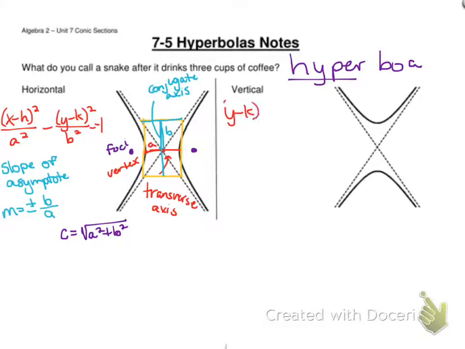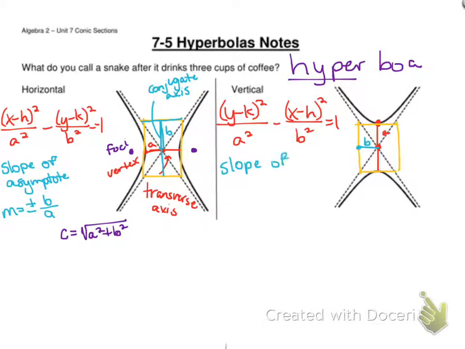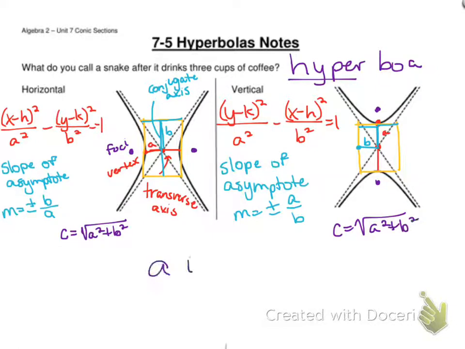On the other side, for a vertical, everything is pretty much the same except just switch. So instead of x coming first in the equation, we have y coming first in the equation. We still have a as the center to the vertex, and b is the center going out to the side, and it's the conjugate and the transverse axis again. In this case, the slope of the asymptotes is plus or minus a over b. Remember, it's rise over run, so up and over. And the foci in this case is still the square root of a squared plus b squared.